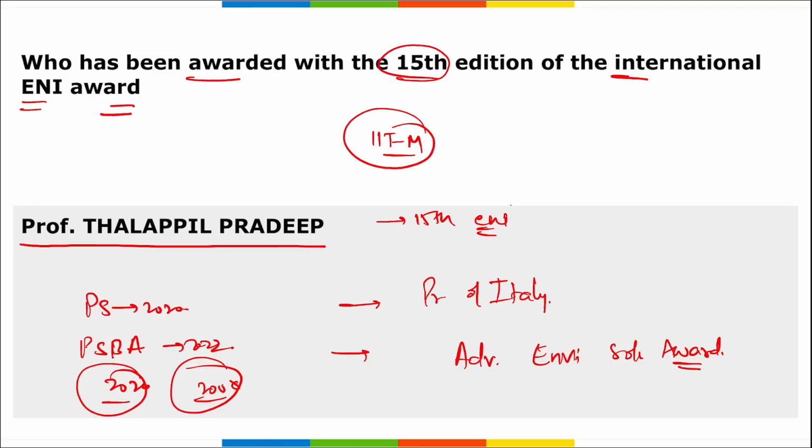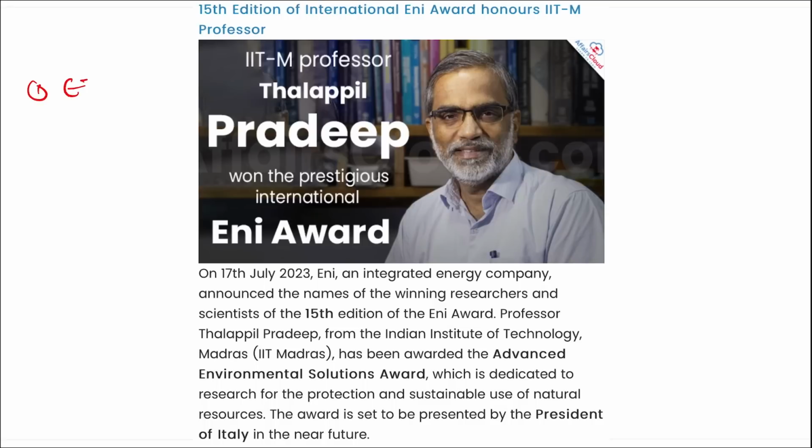right? Then remember, if we talk about the ENI awards, this is the organization that is presenting these awards. It was established in 1953, the headquarters of which is in Italy, and that is the reason the President of Italy will be awarding this award to him shortly, right? Then these ENI awards are divided basically into three categories. These are energy transition, energy frontiers, and third is advanced environmental solution, that is, what are the different solutions that can be provided in order to save our natural resources, right?